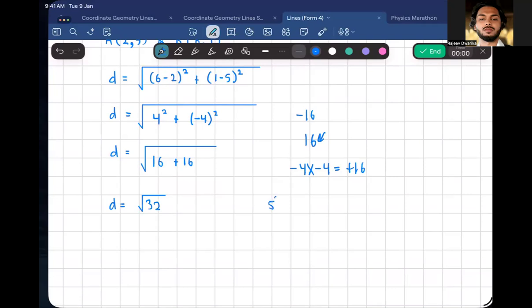We know that 5 squared is 25, and we know that 6 squared is 36, yeah? So the square root of 32 would have to be somewhere between 5 and 6. So I just guess and say 5.6, right? Yeah, that's how I do it. So 5.65.